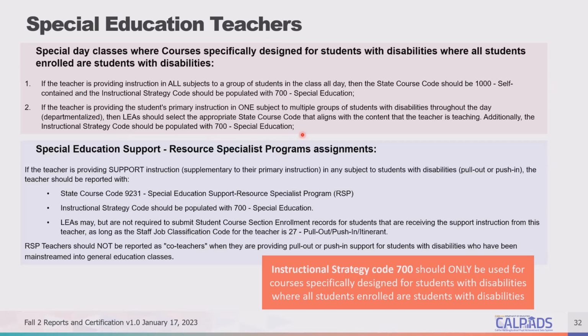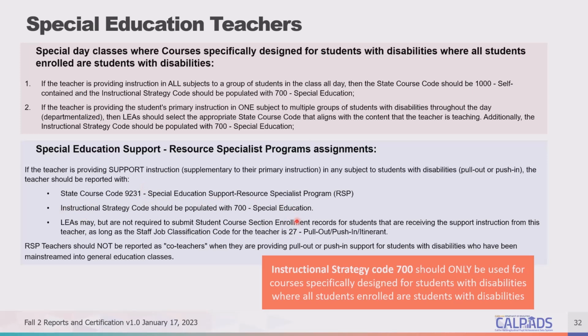Classes or courses should only be marked 700 when it is really for special ed students. Okay. And then you also have your RSP teachers, which I mentioned earlier. These are your push and pull out teachers. So you assign them to state course code 9231 and flag them special ed as well.